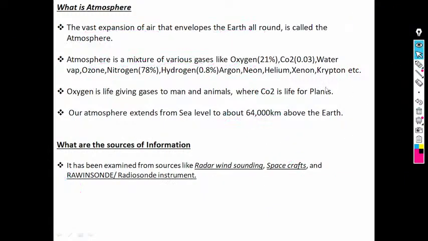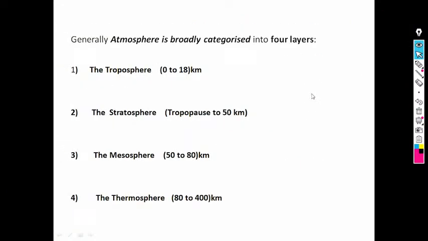Here we see our atmosphere is broadly categorized into 4 layers. First is the troposphere, which is 0 to 18 kilometers. Then the stratosphere, from the tropopause to 50 kilometers, then the mesosphere, then the thermosphere. Troposphere, stratosphere, mesosphere, and thermosphere.